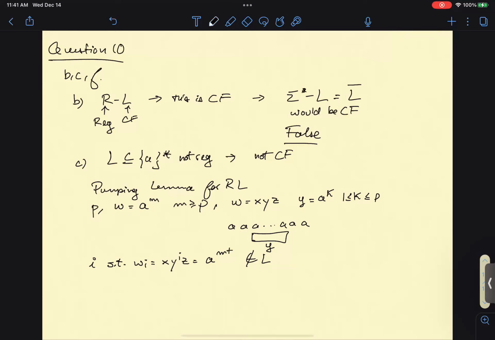It's (i minus 1)k, because if I pump down, if i is equal to 0, then I have to take away k from m. So then if i is 0, I get m minus k. The only time that the string doesn't change is if i is equal to 1, because then I have m plus 0 times k, so that's m. So make sure you remember the pumping lemma. Okay, so that's the pumping lemma for regular languages. And now for context-free languages.